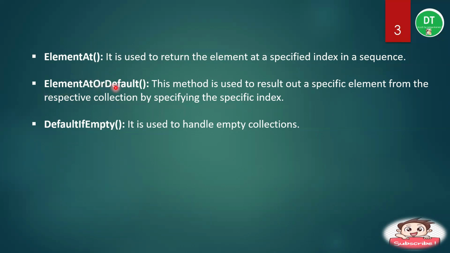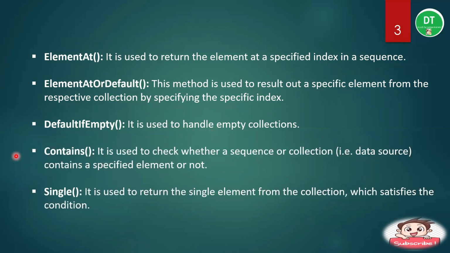ElementAtOrDefault method. This method is used to return a specific element from the respective collection by specifying the specific index. DefaultIfEmpty. It is used to handle empty collections. Contains method. It is used to check whether a sequence or collection, that is the data source, contains a specified element or not. So in Contains, we specify the element which we want to search for in our collection.